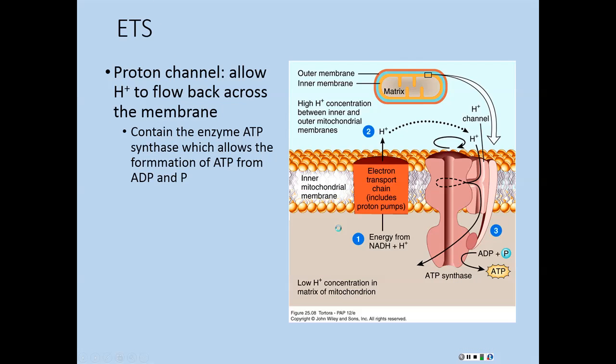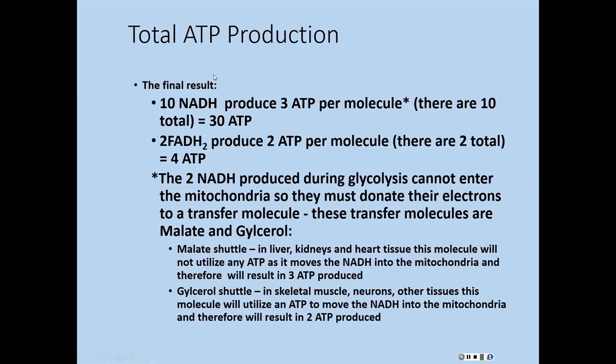When I take a look at what all those did inside the mitochondria, each of the 10 NADHs produced 3 ATP per molecule, so that's 30 ATP. We'll look at the asterisk in a second. And then each FADH2 produces 2. There are 2 total, so that's 4 ATP. Right here, I've got 34 ATP. Remember, we produced a net of 2 ATP in glycolysis. That takes us to 36. And then we had 2 ATP in the Krebs, or citric acid cycle. That's 38. So here's 38 ATP.